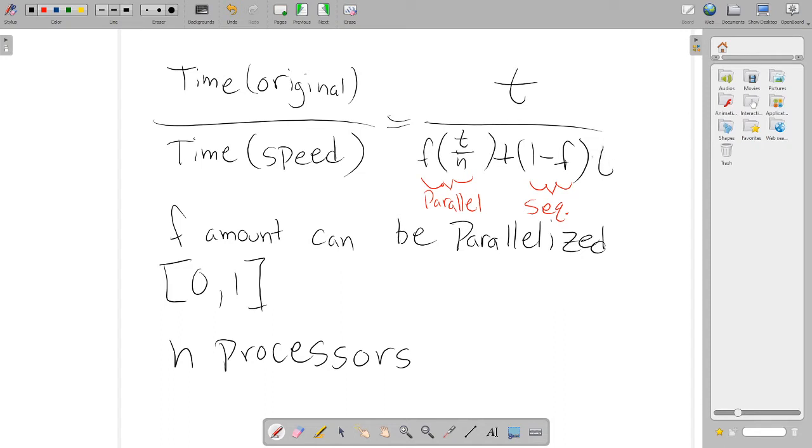And then hopefully it's clear that the sequential version takes t seconds to run. Does anybody have any questions on that so far? We'll simplify this in a second, but that's just the general derivation.